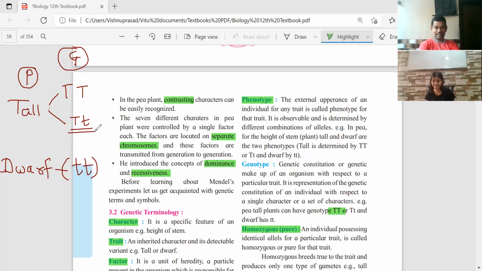If the genotype of an organism is capital T, small t, what is the phenotype of that organism? Tall. Only tall. Can tall and dwarf both exist together? It will not keep fluctuating between tall and dwarf. Are you getting it?